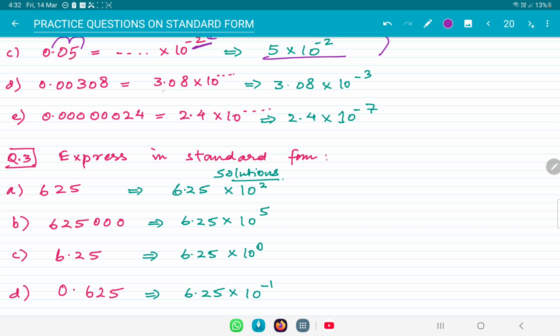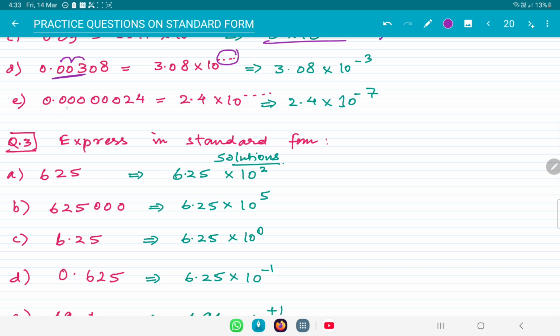0.00308 is equal to 3.08 into 10 raised to the power how many? So how will we count how many steps we are moving, from left to right or right to left? See here, we are moving from left to right. So 1, 2, 3, 3 steps we are moving, so it will become 3.08 into 10 raised to the power minus 3.